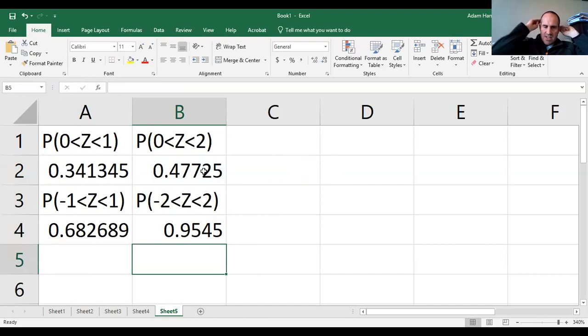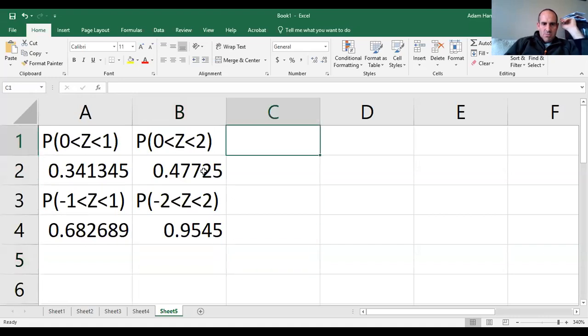That's fairly amazing. 95.5% really is basically the percentage of data that happens to be within 2 standard deviations of the mean. And then let's go out to 3 and just see what happens.